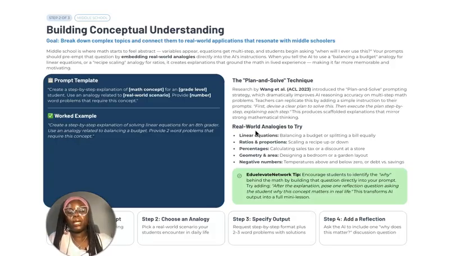So let us look at research now. According to Wang et al. of 2023, they introduced the plan and solve prompting strategy, which dramatically improves AI reasoning accuracy on multi-step problems, math problems. Teachers can replicate this by adding a simple instruction to their prompts. That instruction can read like, first, devise a clear plan to solve this. Then, execute the plan step by step. Then, explain each step. You're breaking this down so that you don't overload them cognitively. This produces scaffolded explanations that mirror strong mathematical thinking.